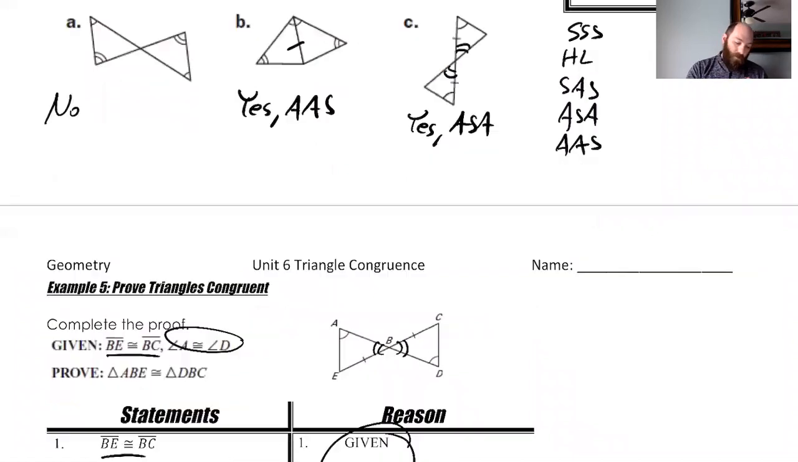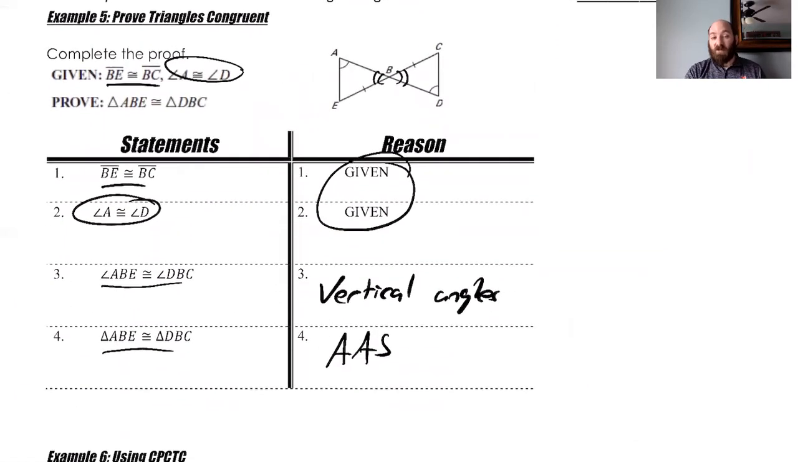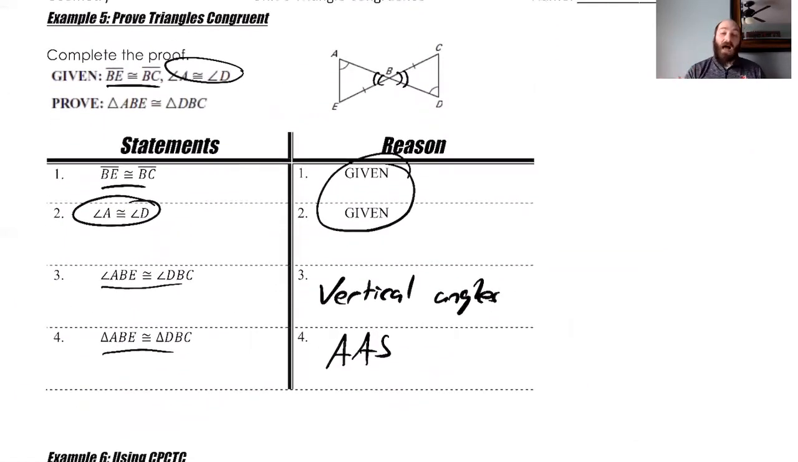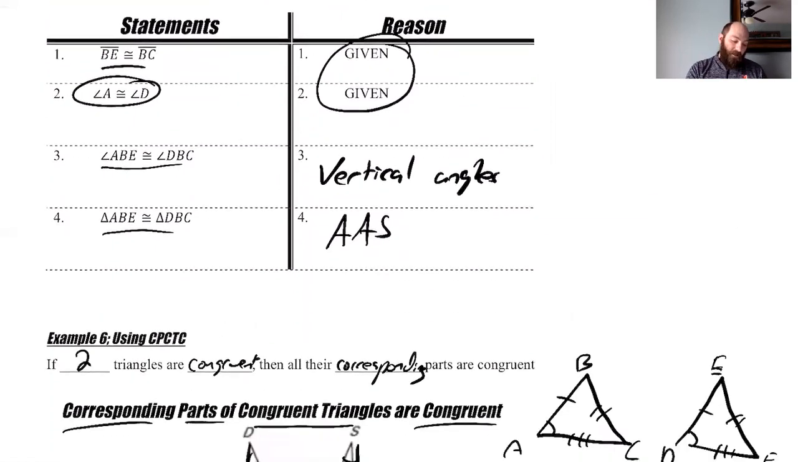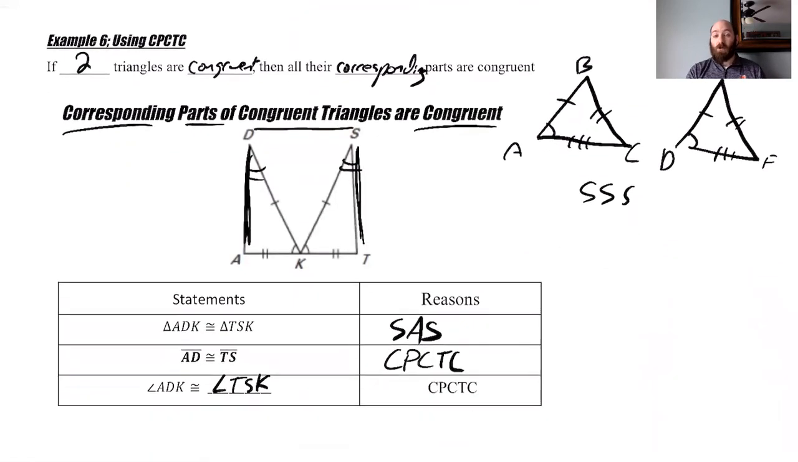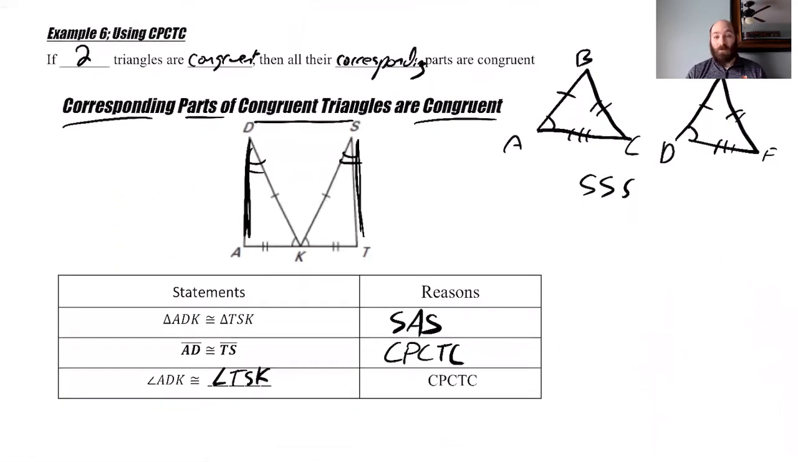Okay. We can also use those as part of a proof, as kind of an explanation. Like if I need to explain step by step how I know that two triangles are congruent, I can show it in this proof style here. And then the last thing is, once I show that two triangles are congruent, I can show any of their corresponding parts are congruent. All right, so that's it for 6.3 here.